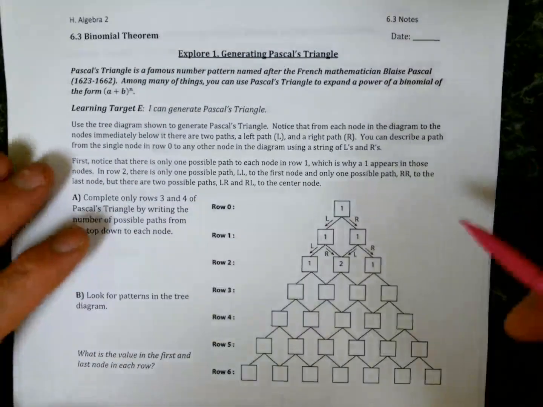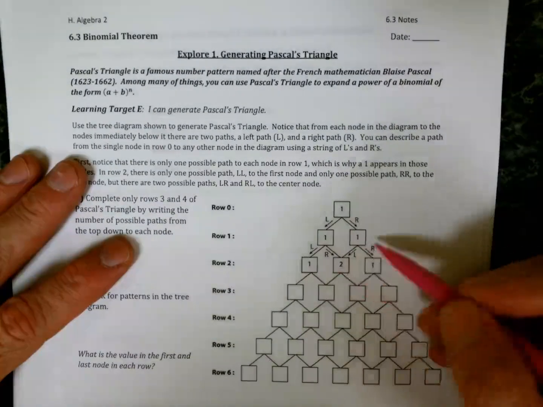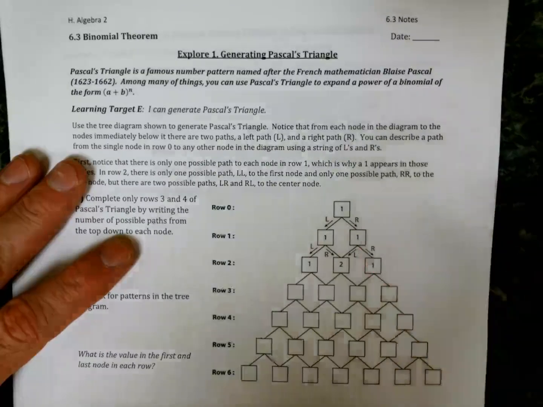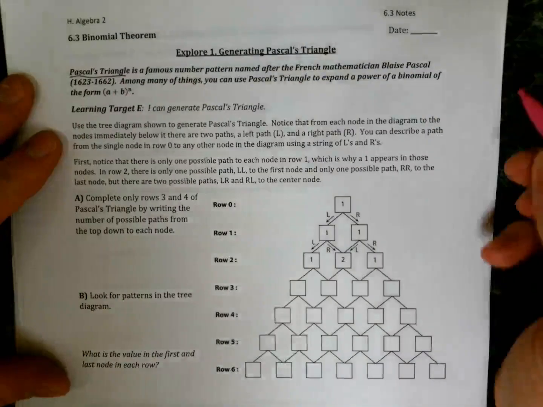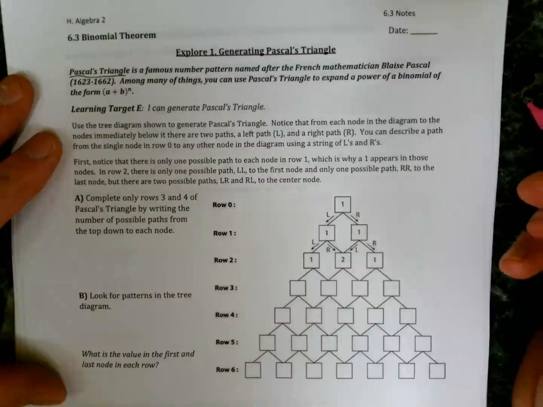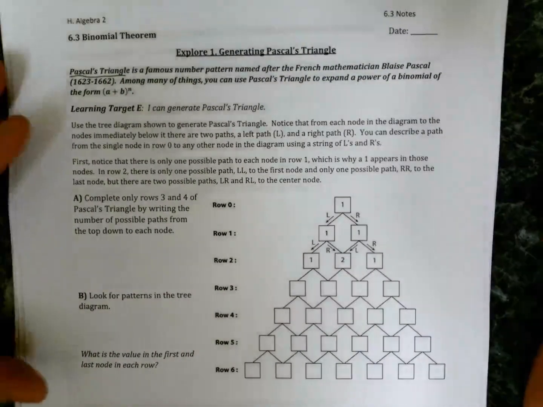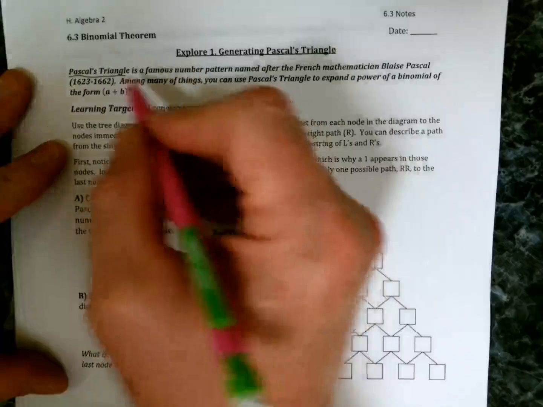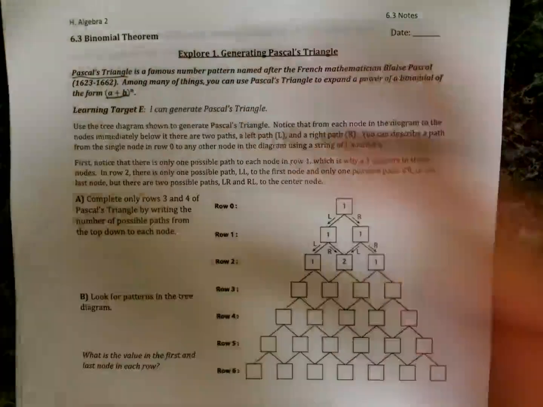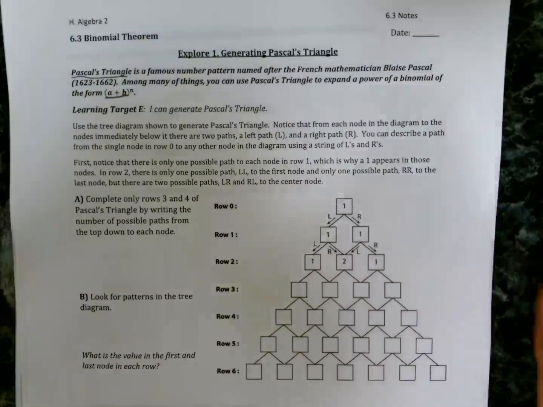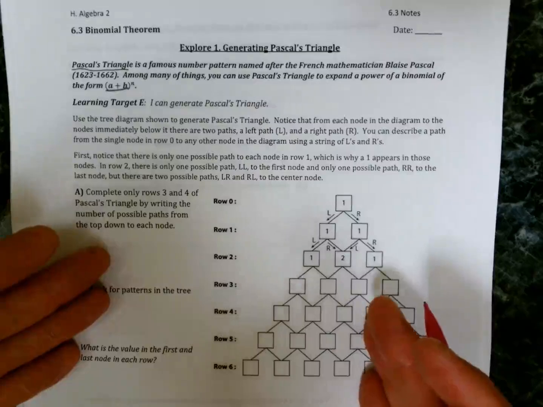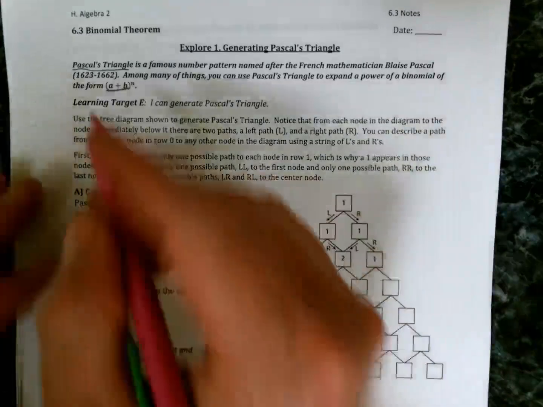Some of you will recognize that there's a triangle here. If you recognize the name of it, it's Pascal's triangle. It's a famous number pattern that allows us to take a binomial and expand it. This is an exploratory activity to get us to understand Pascal's triangle, and then understand how to expand binomials.